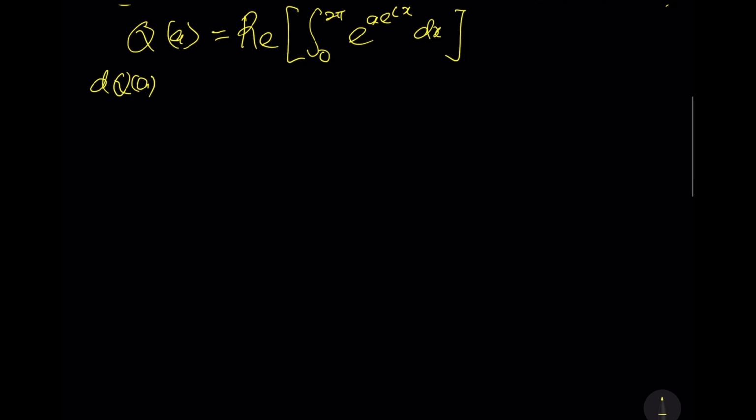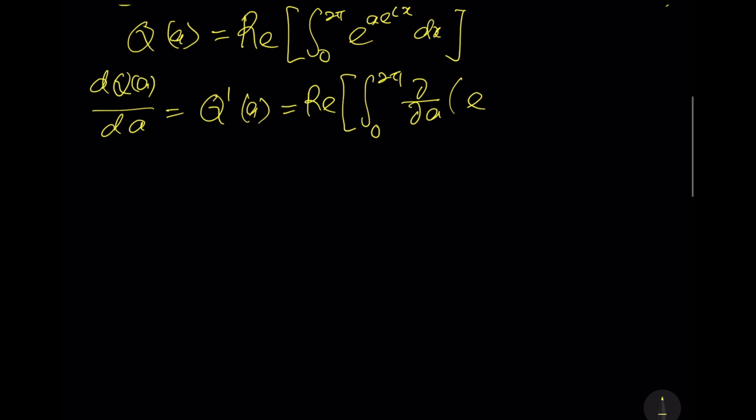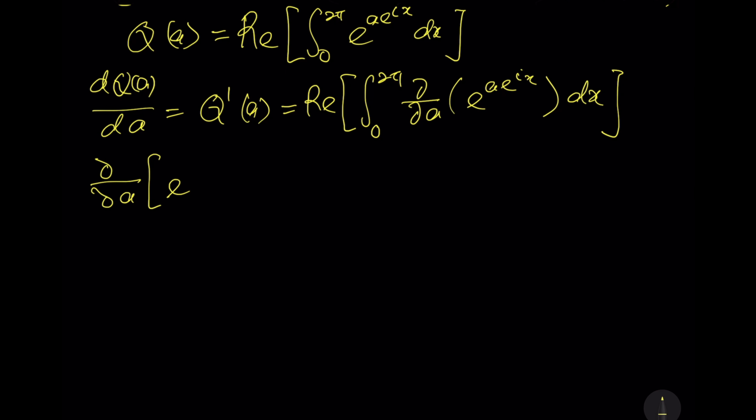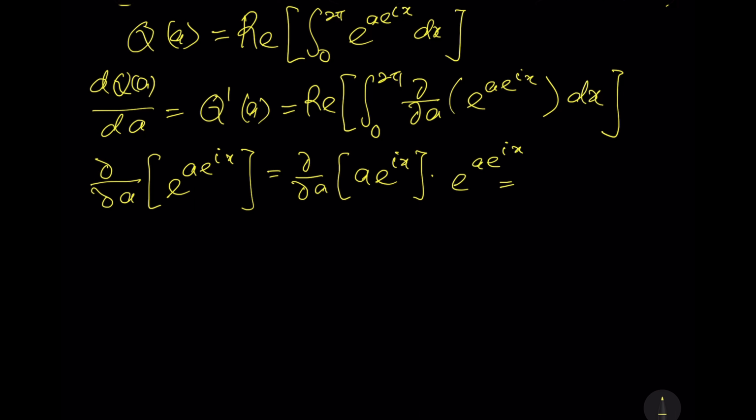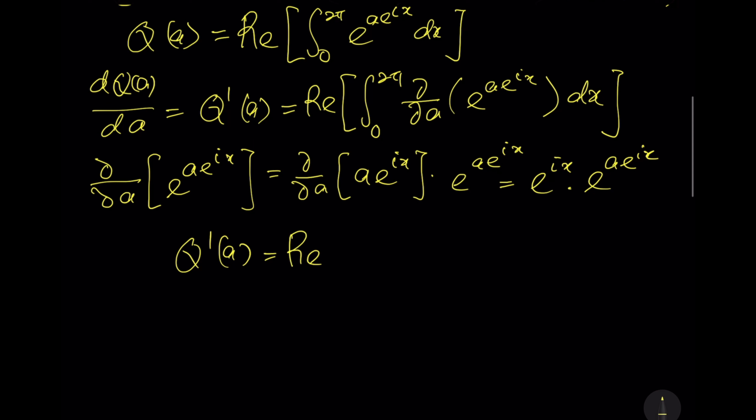Apply differentiation of Q(a) with respect to a. The left hand side is Q'(a), while the right hand side is almost the same as before, other than there is a partial derivative with respect to a of the integrand. The derivative of the integrand with respect to a is equal to the derivative of the exponential part, multiplied by the original terms. Remember, when we differentiate the exponential, it is with respect to a. That gives us e^(ix) multiplied by e^(a e^(ix)). So we have a new updated Q'(a), which is almost like the previous one, but with the new integrand that we just found.